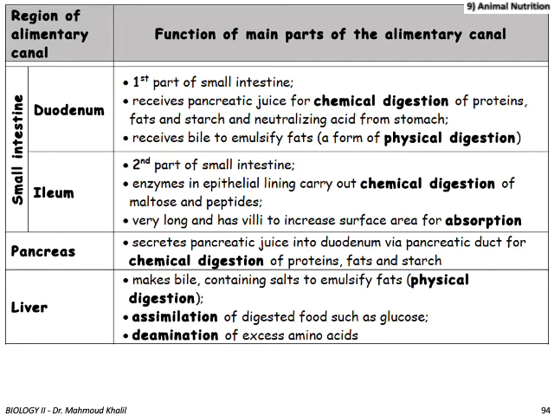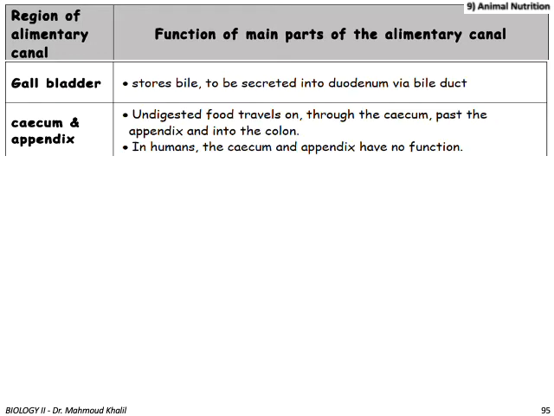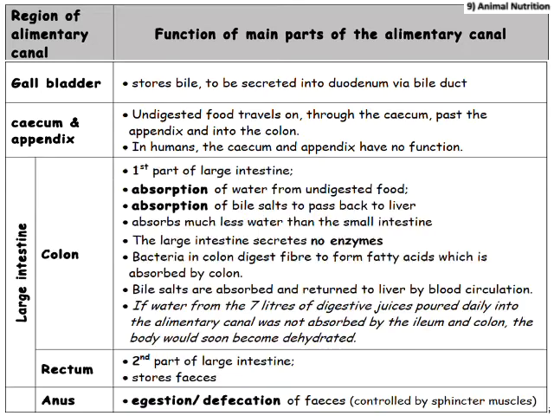In the liver occurs assimilation of digested food such as glucose and deamination of excess amino acids. The gallbladder, which is in the liver, stores bile to be secreted into the duodenum via the bile duct. While the cecum and the appendix function, the undigested food travels on through the cecum, past the appendix and onto the colon. In humans, the cecum and the appendix up till now have no function.